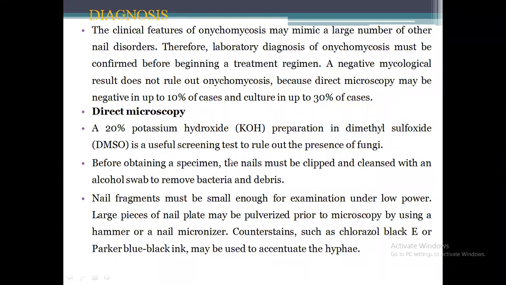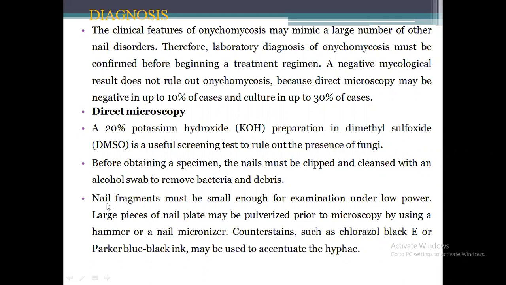What is direct microscopy? It's a very common and usual method to rule out whether fungi are present in that area or not. It can also be used for other types of tinea infections. Here we use a 20% potassium hydroxide (KOH) preparation in dimethyl sulfoxide, a useful screening test to rule out the presence of fungi. Before obtaining a specimen, the nails must be clipped and cleansed with an alcohol swab to remove bacteria and debris.